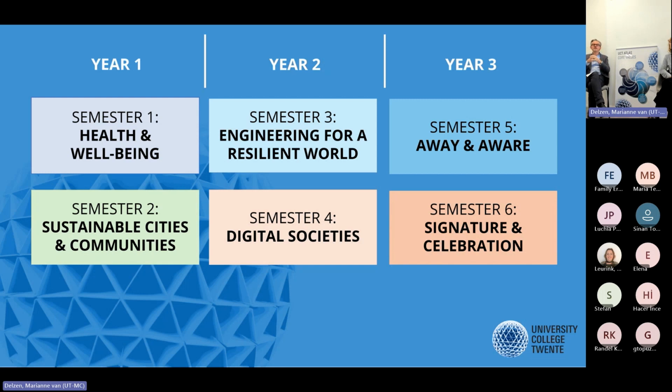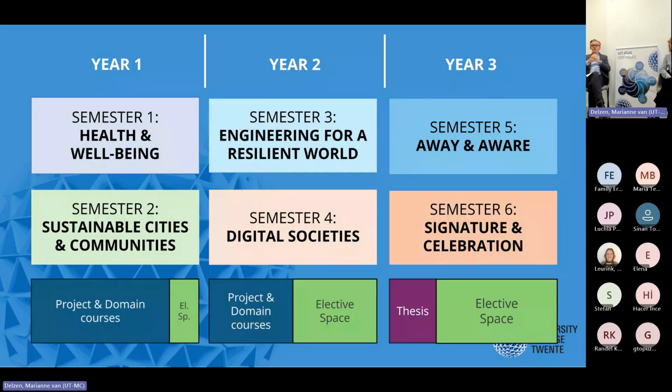As you can see in semester 1, it's all about health and well-being. So, for example, you will be working on solving a problem for someone who has some issues with their health, for example. And if you look at semester 2, you're working on a project related to sustainable cities and communities. So every semester has a theme that is related to the project, but also every semester has certain courses. And when you look at the next slide, you can see how that works.